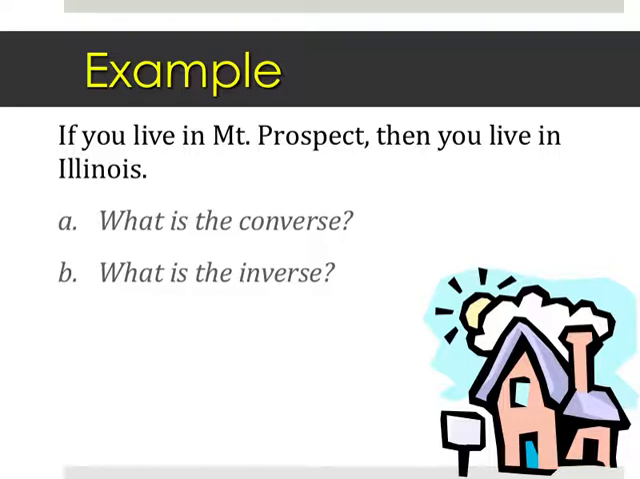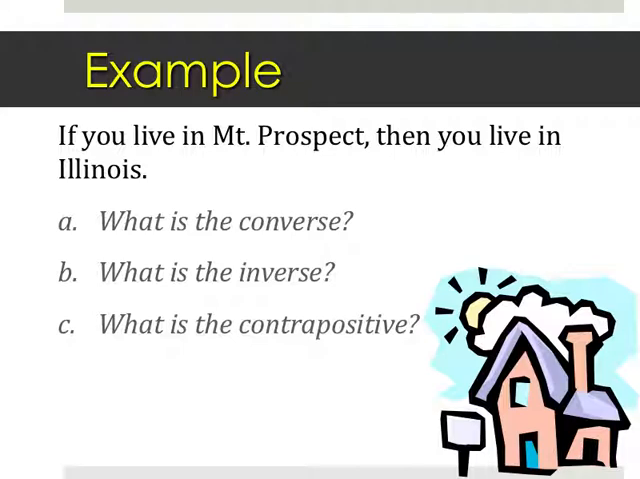What's the inverse? If you don't live in Mount Prospect, then you don't live in Illinois. Perfect. And then, what's the contrapositive? If you don't live in Illinois, you don't live in Mount Prospect. Good. Any problems there? Again, the converse switches the order, the inverse negates both of them, the contrapositive negates and switches.